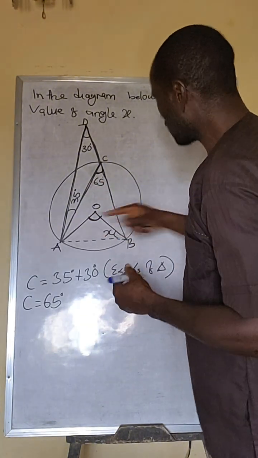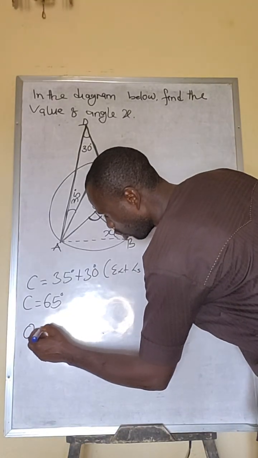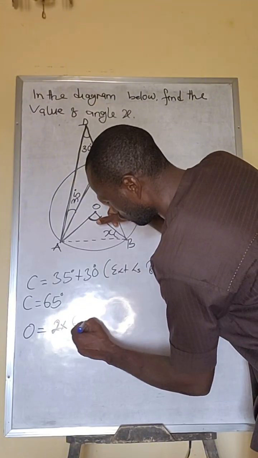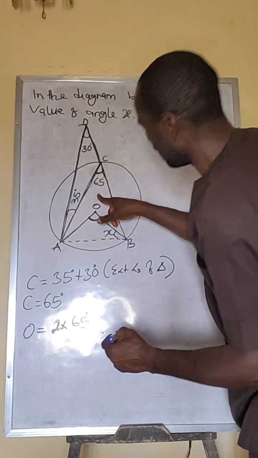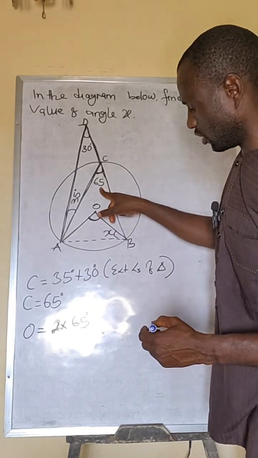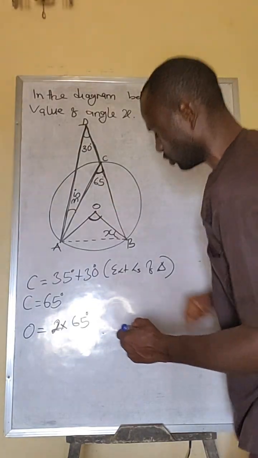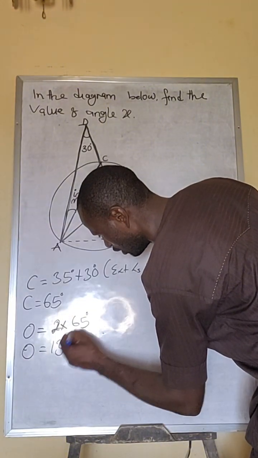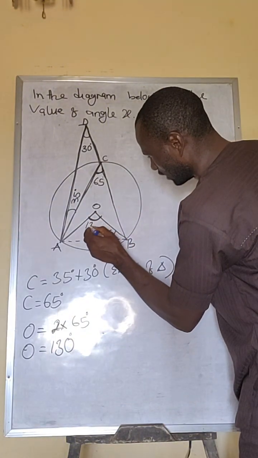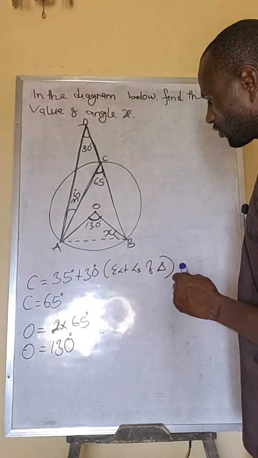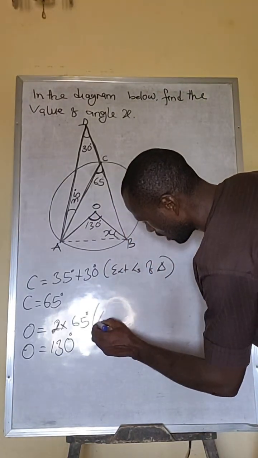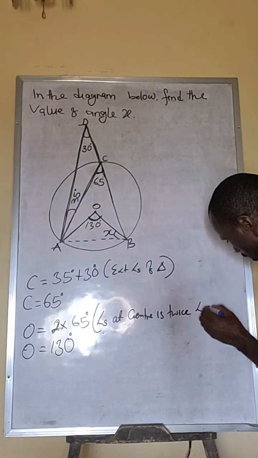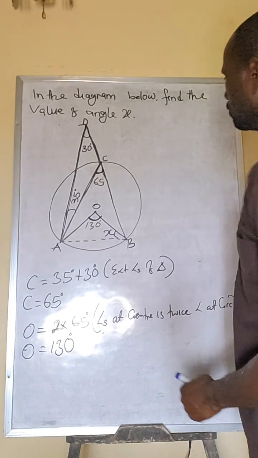So that means to get angle O will now be equal to what? 2 times 65 degrees, right? And 2 times 65 degrees will give us 130 degrees. So this place is 130 degrees. What is the reason? Let me write the reason here. The reason is: angle at the center is twice the angle at the circumference.